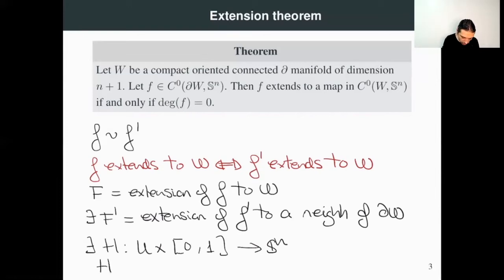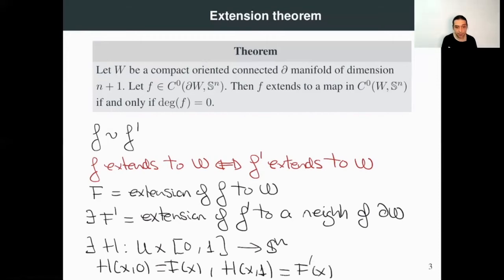So h of x0 is capital F x, h of x1 is capital F prime x, okay? And U is, again, an open neighborhood of the boundary of W. This is possible, okay? It's not very difficult. It happens in the boundary of W, and this happens because F is homotopic to F prime. Then we can extend a little bit, right?